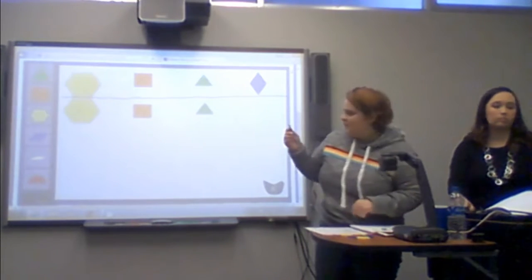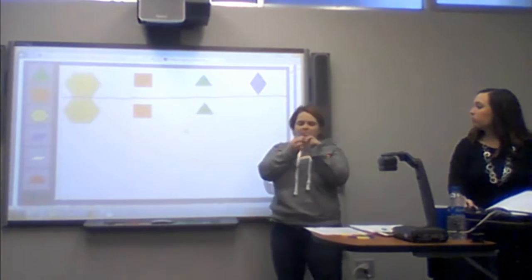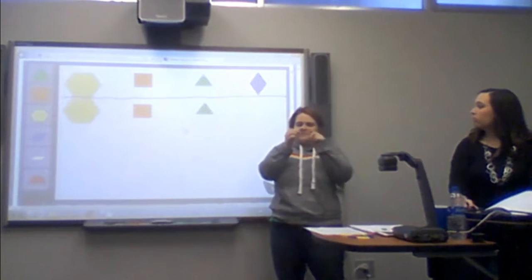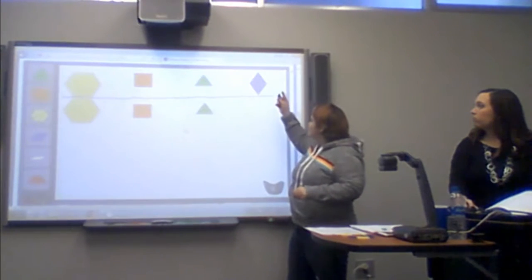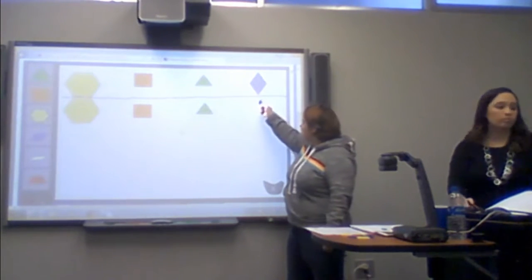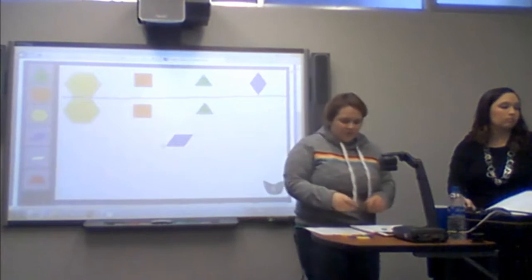And our last shape to identify. What is this one? It has 4 sides and 2 points. It must be a rhombus. So go ahead and put it on your graph.